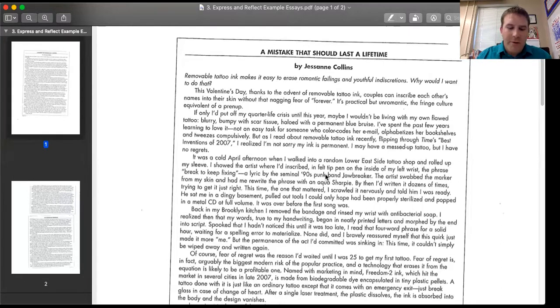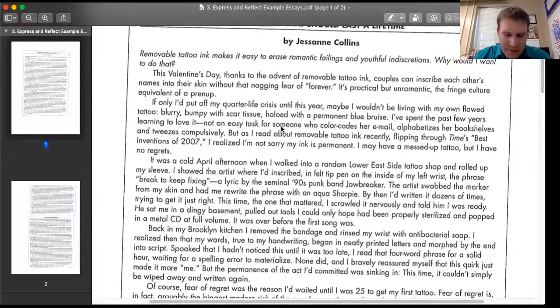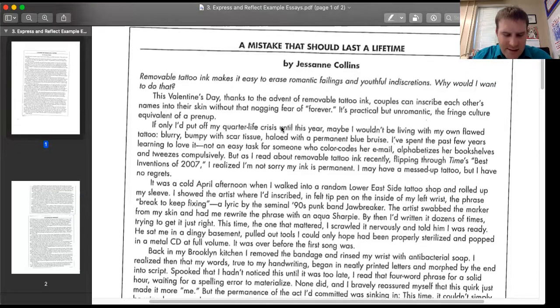So let us start. Removable ink makes it easy to erase romantic failings and youthful indiscretions. Why do I want to do that? This Valentine's Day, thanks to the advent of removable ink, couples can inscribe each other's names into their skin without the nagging fear of forever. It's practical but unromantic, the fringe culture equivalent of a prenup.